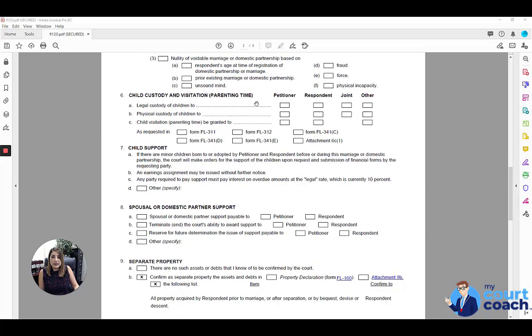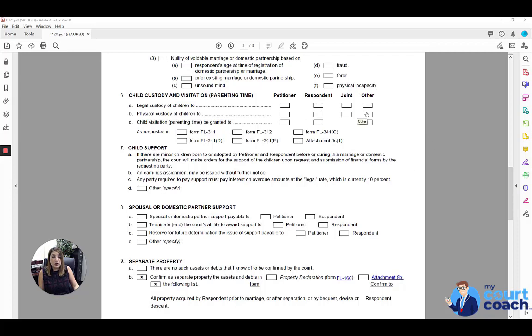Again, if there are minor children, we need to fill in 6, which has to do with custody visitation. Keep in mind that your response, much like a petition, is an outline to the court of the relief you'll be seeking through this case. You cannot seek something that is not specifically identified here.